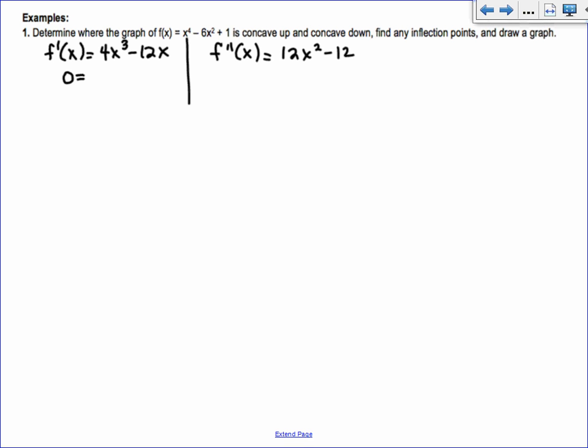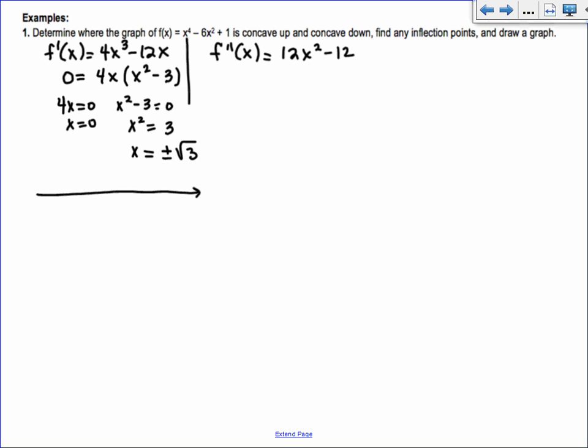So on the first one, for f prime, I can pull out the common factor, which is 4x. And I'm left with x squared minus 3. So I have 4x is equal to 0. I have x squared minus 3 is equal to 0. So I get x equals 0. And I get x equals plus or minus the square root of 3. Don't forget your plus or minus. So those would then be the things that I would put on my f prime number line. So I put 0, I put negative root 3, and I put positive root 3.